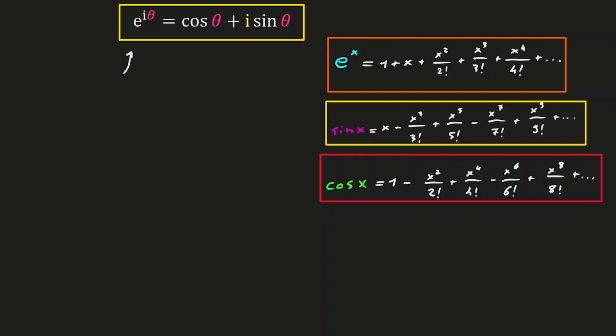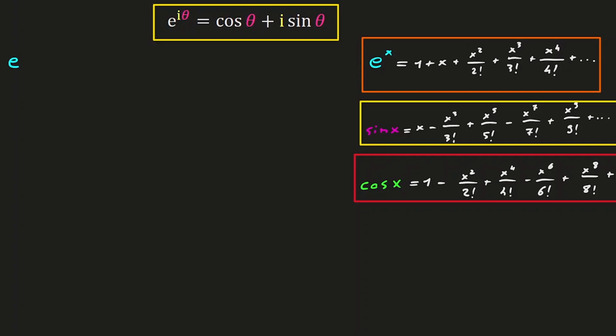Notice that in this formula we have e to the i theta. So why don't we take the exponential function and instead of x we write i theta? It works because the exponential function isn't just defined for real numbers. It is also called the complex exponential function, so we can do it. We can take complex numbers as inputs. So let's try to do this.